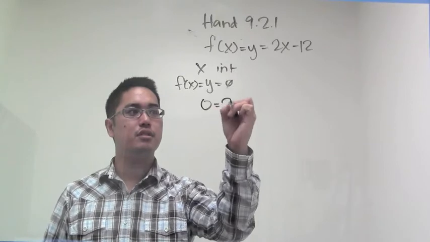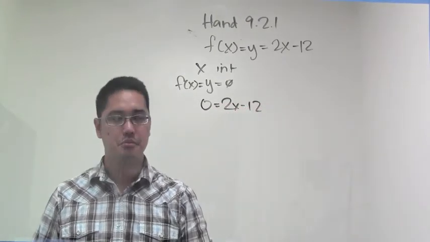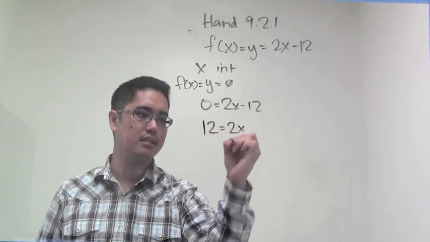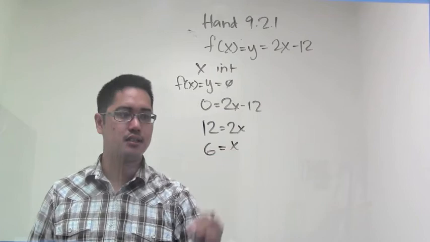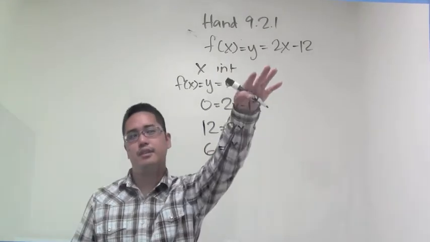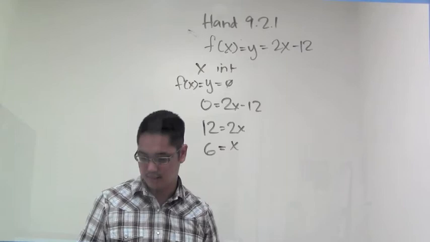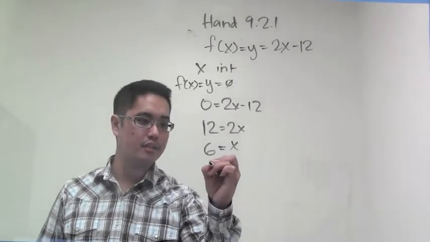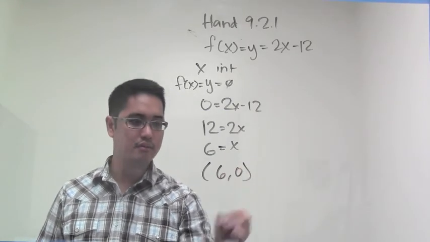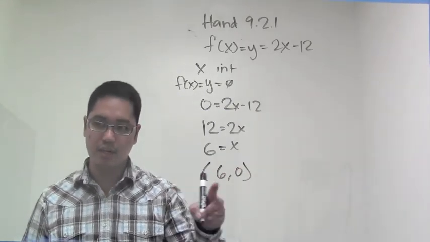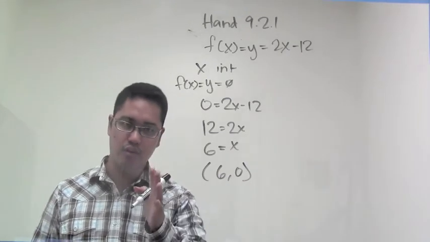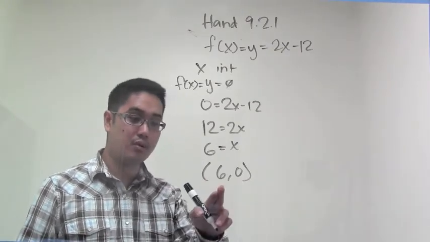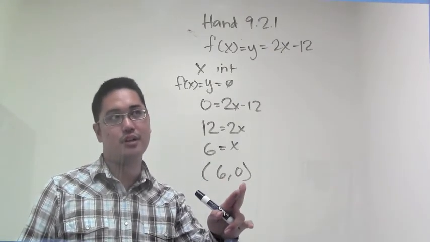So you have 0 equals 2x minus 12. Solving for x is pretty straightforward. I'm going to add 12 to both sides. 12 equals 2x. x equals 6. Without even graphing this thing, I can tell you what the x-intercept is. Yeah. The coordinates for the x-intercept are 6, 0. It's whatever the x-intercept is, comma, 0. Remember, if I need to give you a coordinate, you need to give me 2 points. You need to give me an x-coordinate and a y-coordinate. If it's the x-intercept, the y-coordinate is always 0.